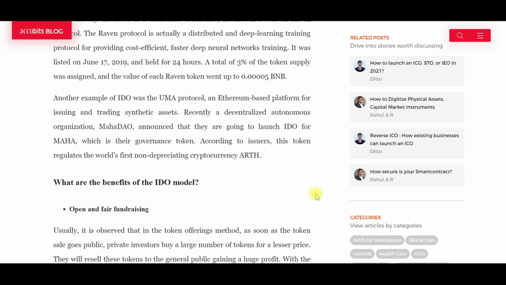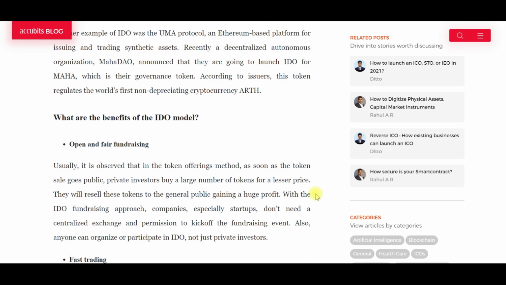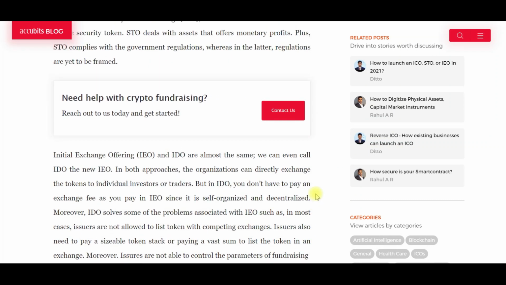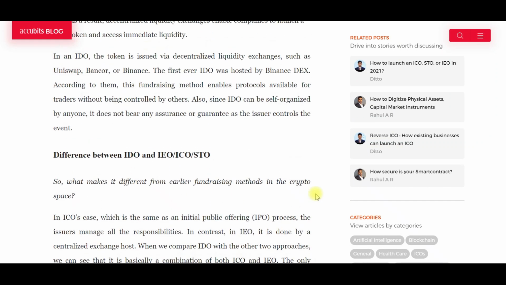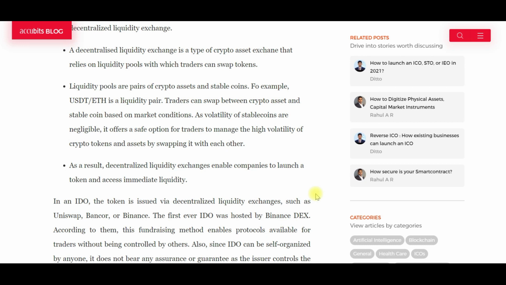For example, some IEOs will tell you that if you're from a certain country, you cannot participate in that IEO, right? But when it comes to a decentralized exchange, there are no restrictions. Anybody can participate in the IDO, from any country. You don't need to pay huge amounts of fees to list your coins on a decentralized exchange and all that good stuff. So I hope that with this small explanation, I was able to explain to you what an IDO is, what an ICO is, and what an IEO is.